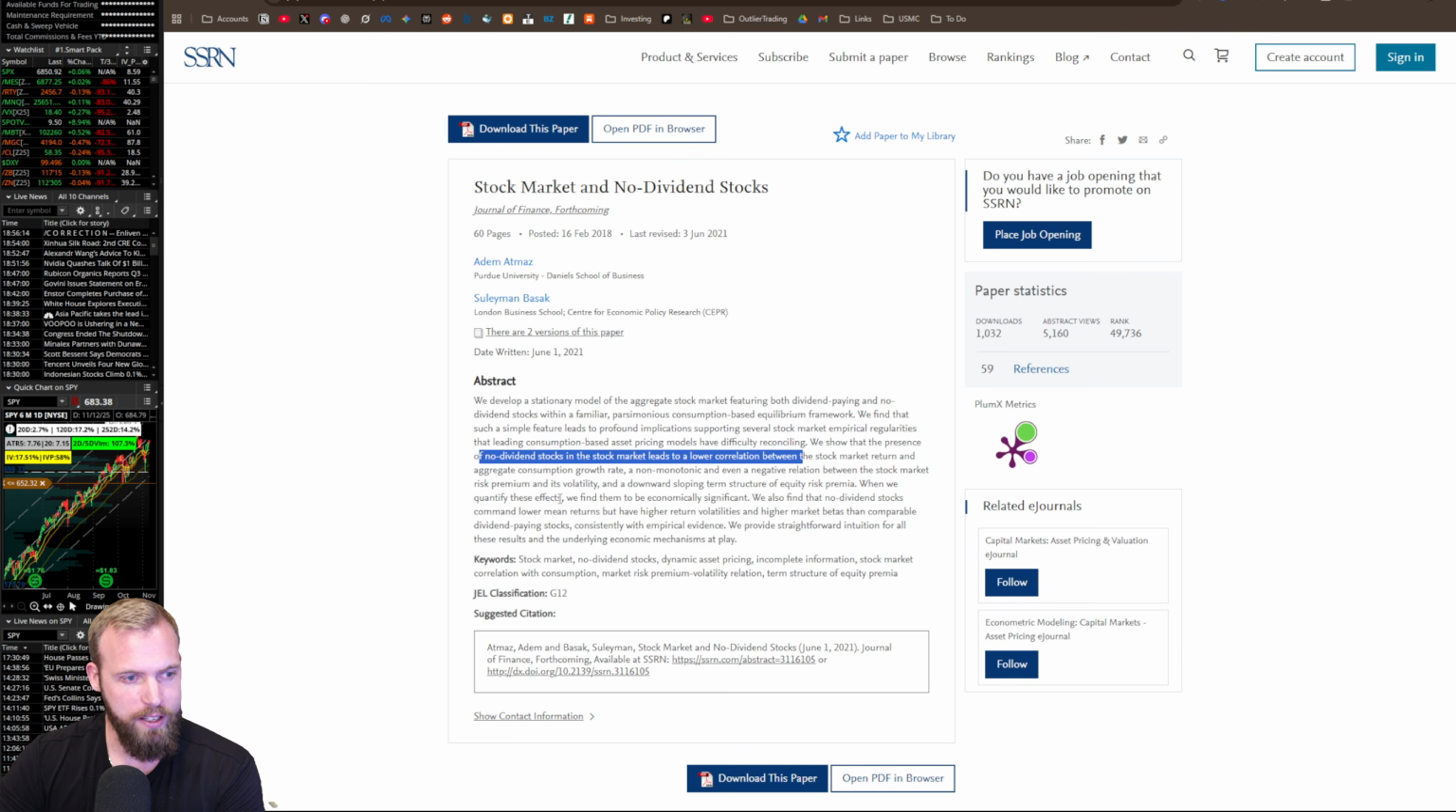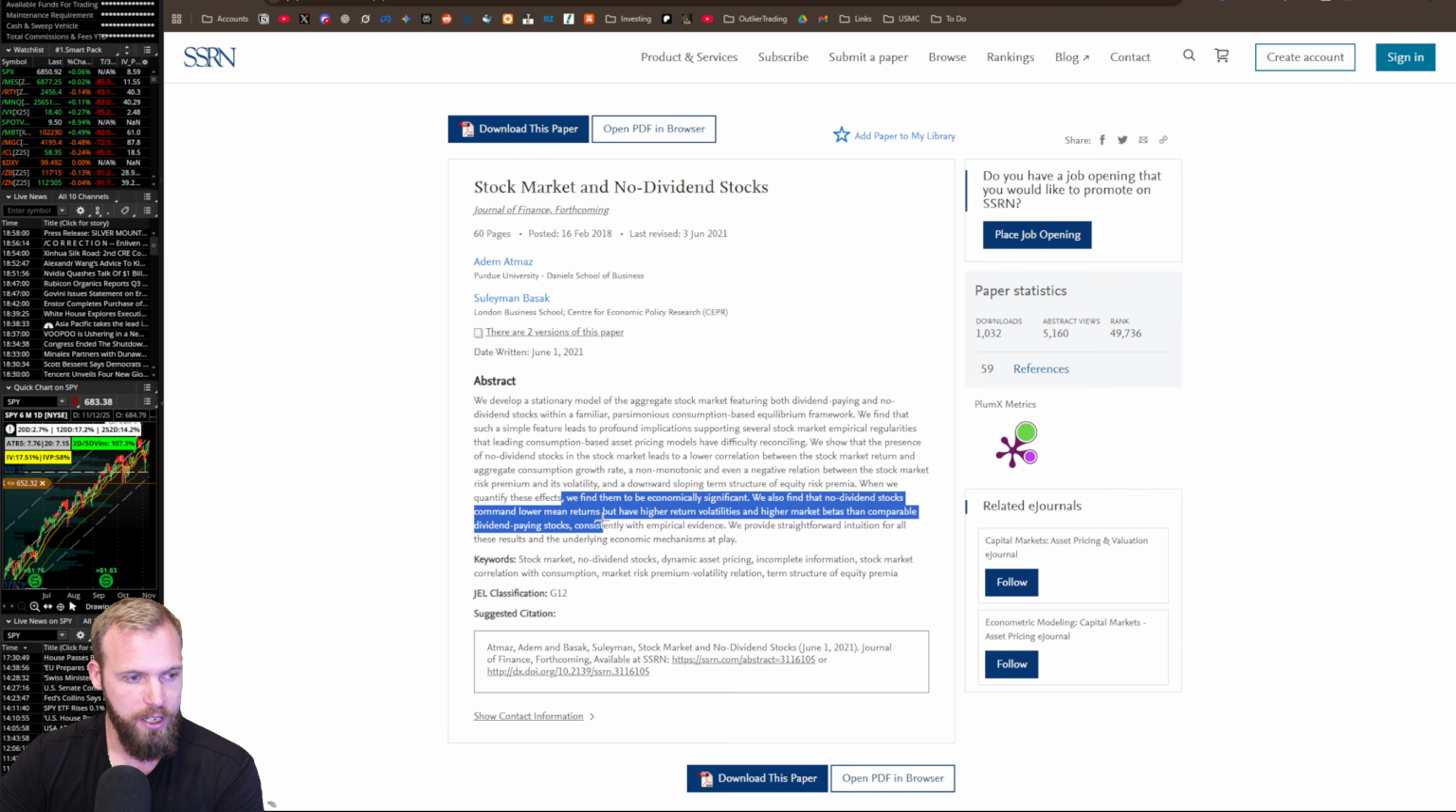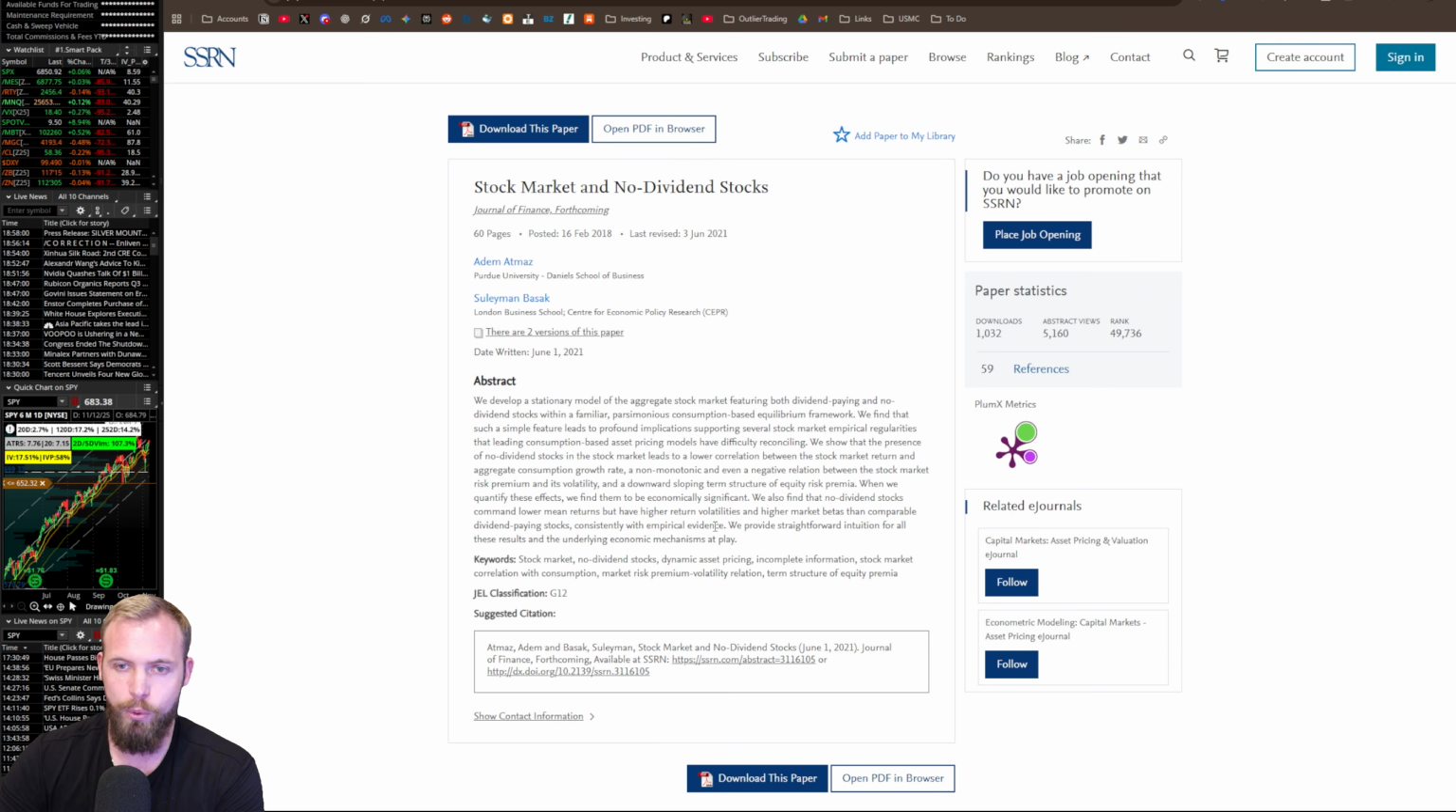When we quantify these effects, we find them to be economically significant. This means that there's some sort of value there. We find that no dividend stocks command lower mean returns, but have higher return volatilities and higher market betas than comparable dividend-paying stocks, consistent with empirical evidence. This, again, is giving you a direct place that you can start to research.